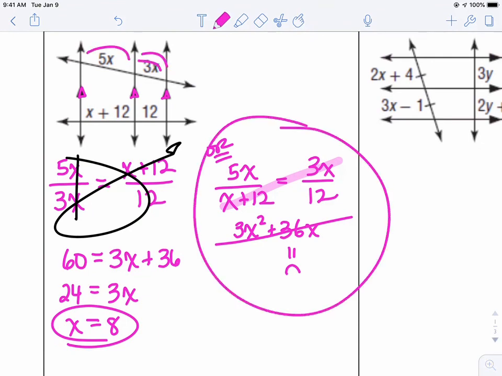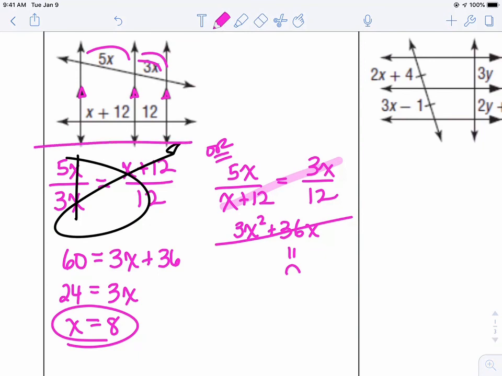Now, could you do this? Absolutely. You're going to have to get a quadratic. It will factor. One of the answers will be negative, which means it doesn't work in the original problem because if you plug in a negative, it'll make those segments negative. And you'll get the same answer. It's just obviously a lot easier to do it this way instead.